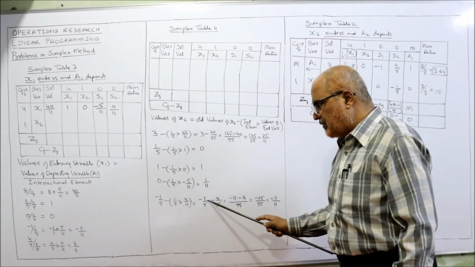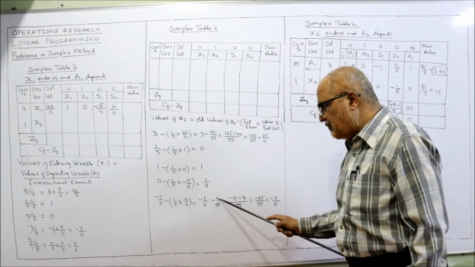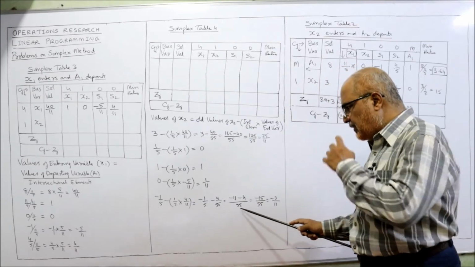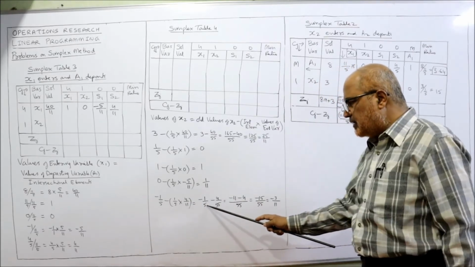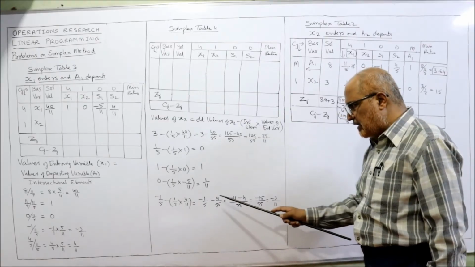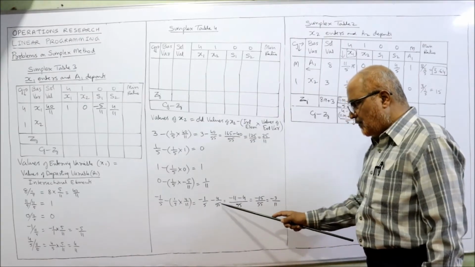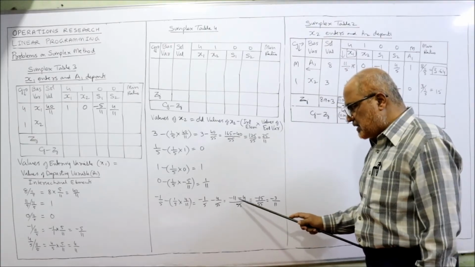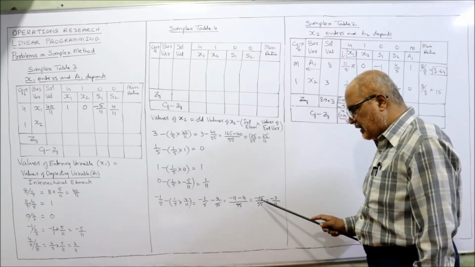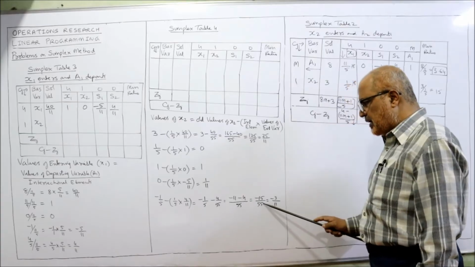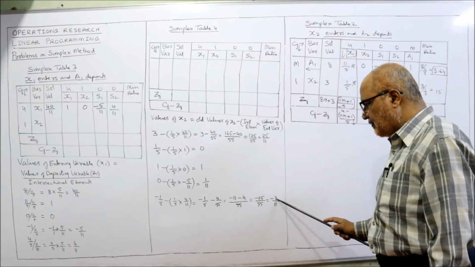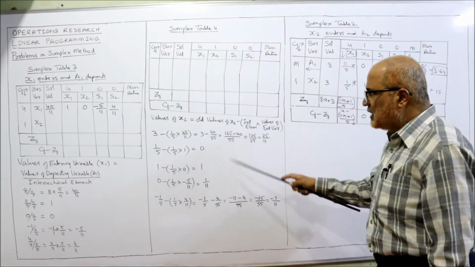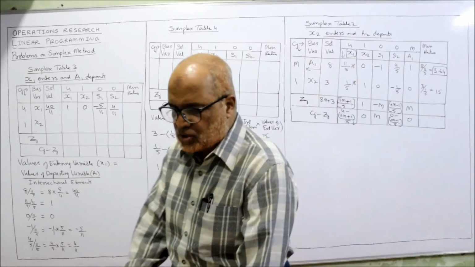Now minus 1 by 5 minus 4 by 55. So LCM if you take 55, 5 how many times cuts 55? 11 times. 11 ones are 11. Minus 11. 55 divides 55 one time. 1 into 4 is 4. So minus 11 minus 4 is minus 15 by 55. It is divisible by 5. 5 3s are 15, 5 11s are 55. So minus 3 by 11. So these are the values of x2.